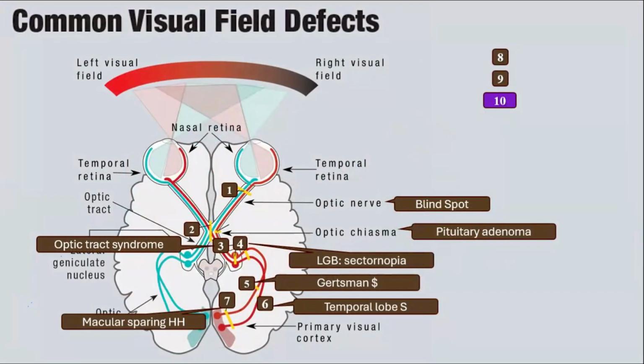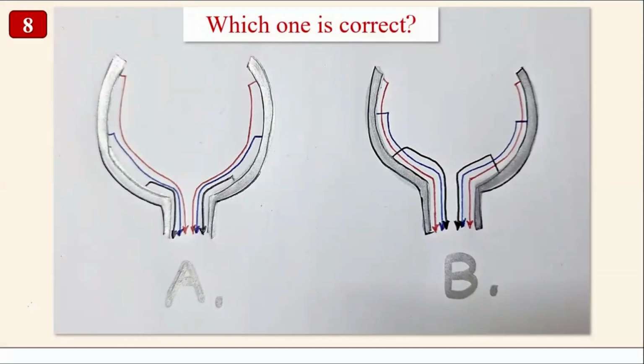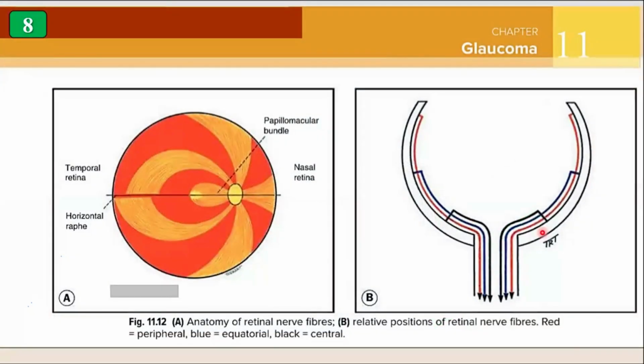Okay, so we're done with 7 questions now, and let's move to some silly questions. Number 8, which one is correct, A or B? B, yeah, excellent. So actually this is from Kanski. The central fibers are located in the core of the optic nerve, so it has an implication in glaucoma. This shows you how important it is to know a little bit about the anatomy and not ignore illustrations.